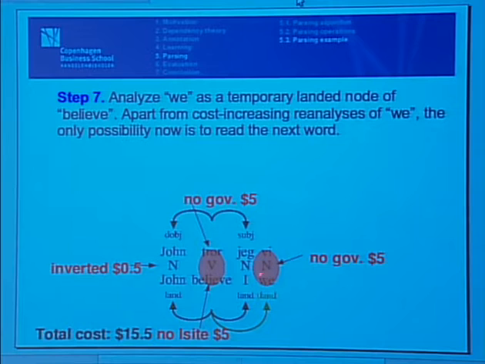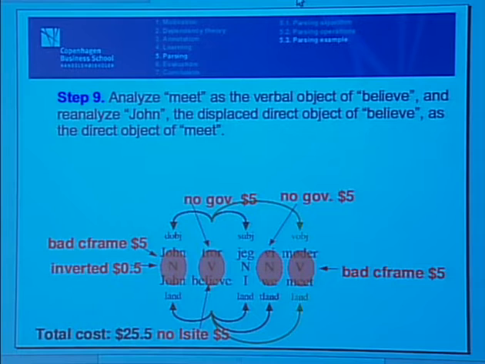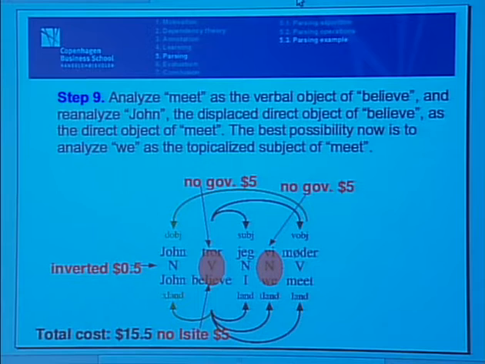So we cannot really make a reasonable dependency analysis of this structure. I mean, we have too many complements and too few complement frame positions. So it's just parked at this position. But we did give it a landing site, so it doesn't complain about not having a landing site, only not having a governor. So we go on and read the next word, meet, and now we can begin to do something. We can say that meet should attach as a verbal object of belief, but now we have both a direct object and a verbal object of belief, which again leads to a bad complement frame. We fix the error by reanalysis, so John is reanalyzed as a direct object of meet, and then we can reanalyze we as a subject of meet.